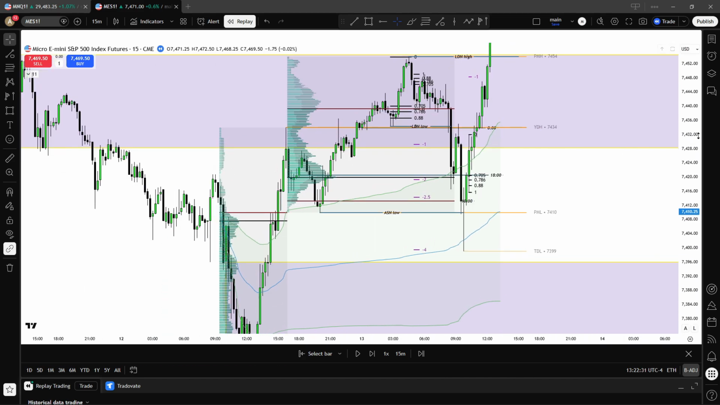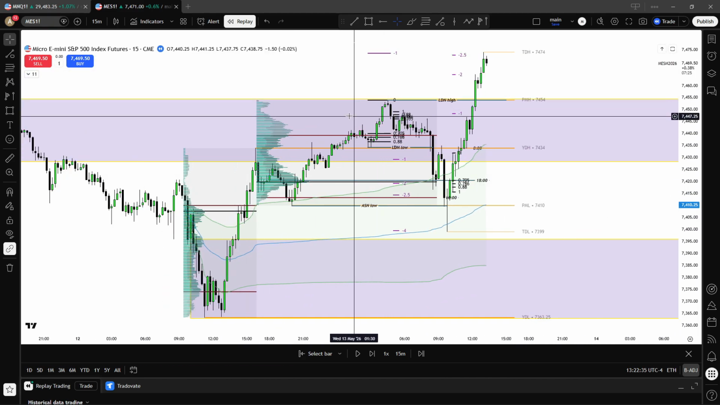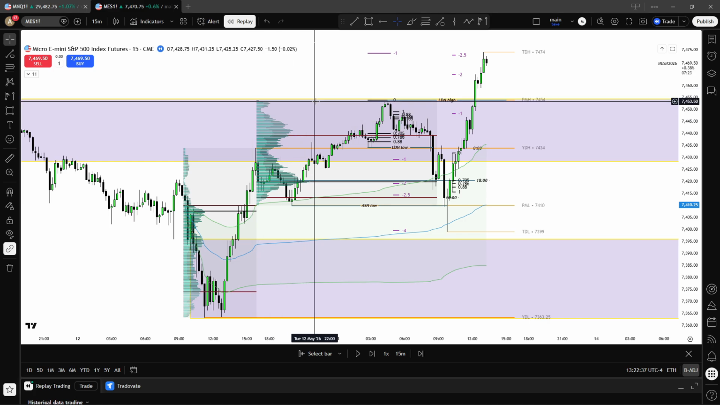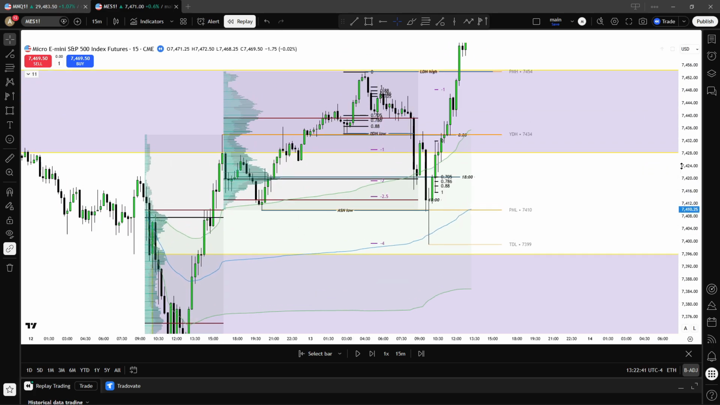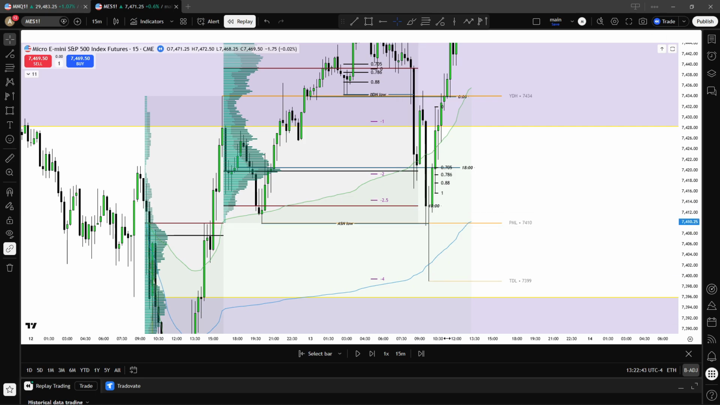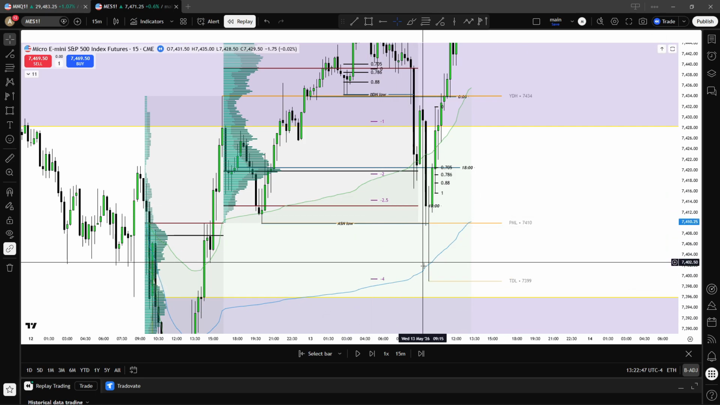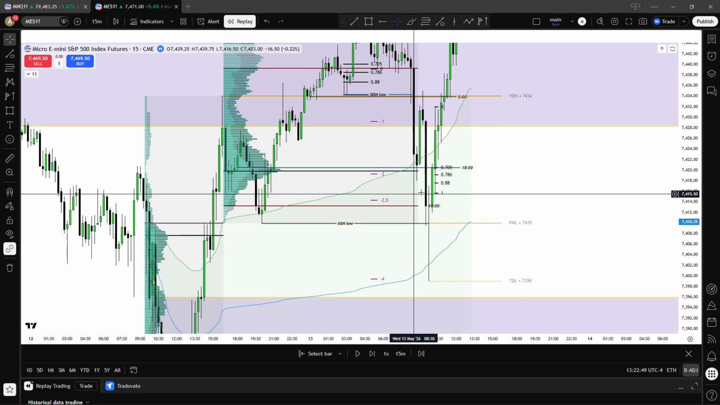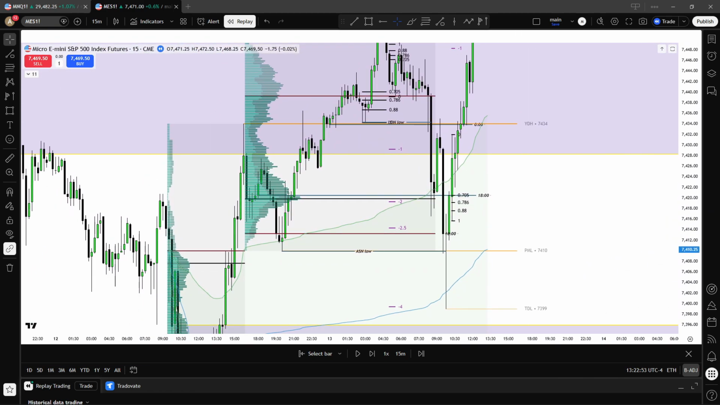And as well as this, I added my ETH profile to look for any areas of interest for the day. We can see that the value area low aligns with around where this -2.5 was. As much as we did extend back down, we were not down there for too long. We came straight back up. We rebalanced, which was really nice. That's what I really wanted to see.